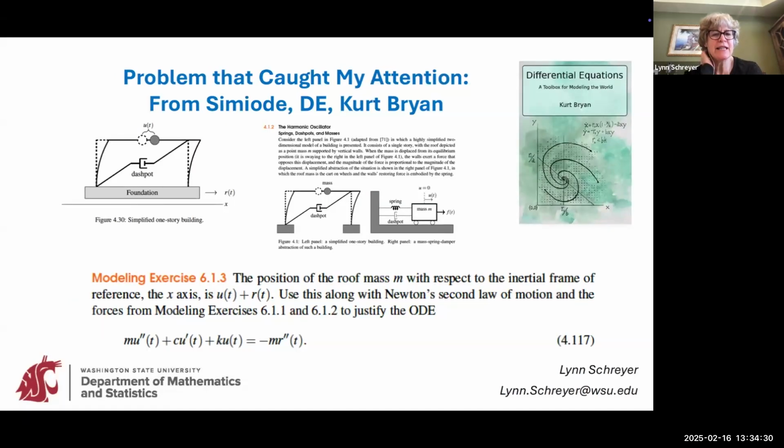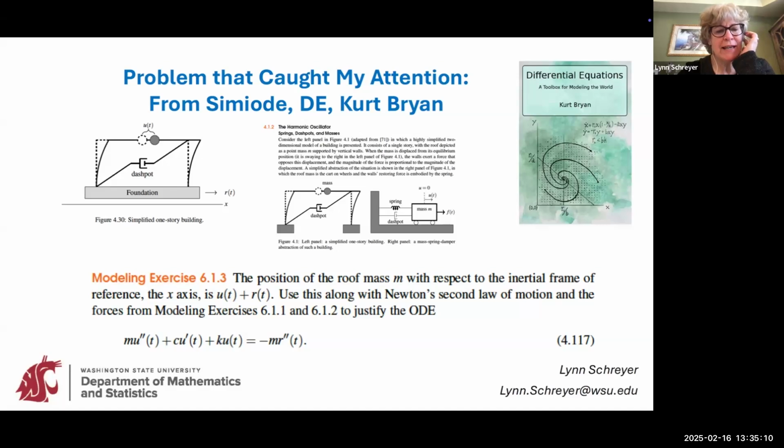Okay, so where I got the idea for the project was from Semioid Differential Equations by Bryan, and it's on using a spring mass dashpot system to model essentially a one-story building subject to an earthquake. So you have a foundation and you have a one-story building, and as the foundation shakes, eventually you reach the natural frequency and you can see what happens.